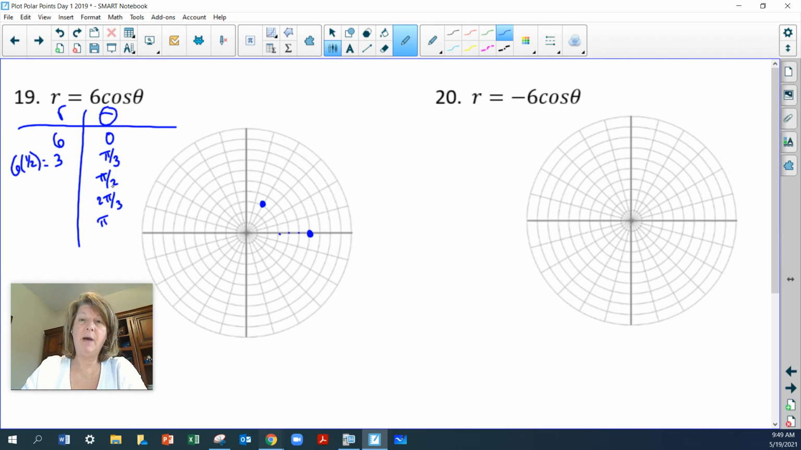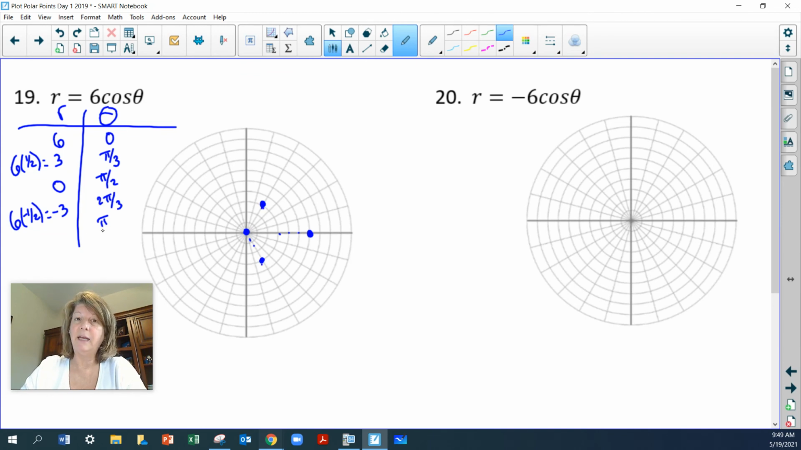Okay. At pi over 2, that's a 0, isn't it? I need to come into the pole. At 2 pi over 3, cosine's going to be negative on that one, isn't it? So I'm going to have 6 times negative 1/2, getting me a negative 3. Okay, this hopefully will work. At 2 pi over 3, here's my line, but I need to be on the opposite side with that negative 3. So that bounced me across 1, 2, 3. Ah, the symmetry. See the symmetry between those points?